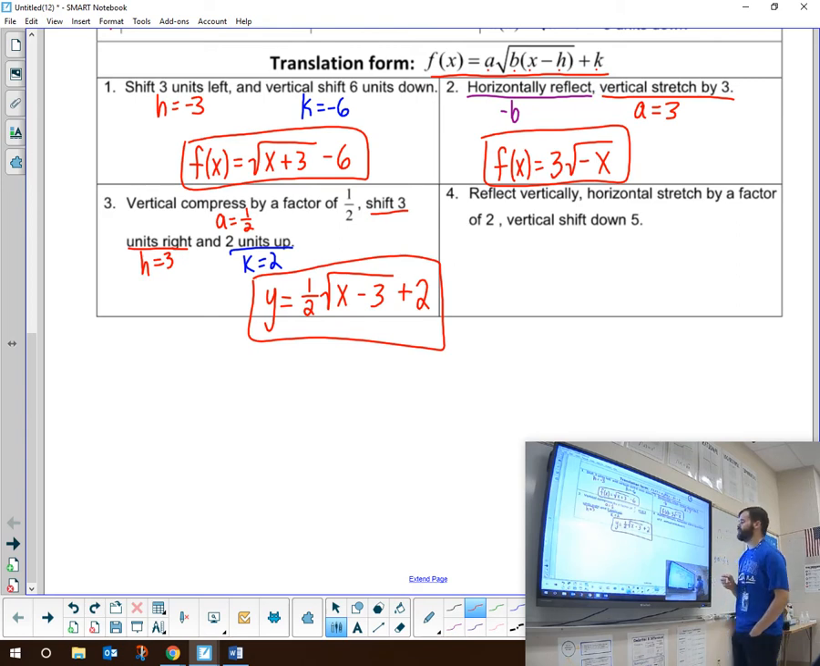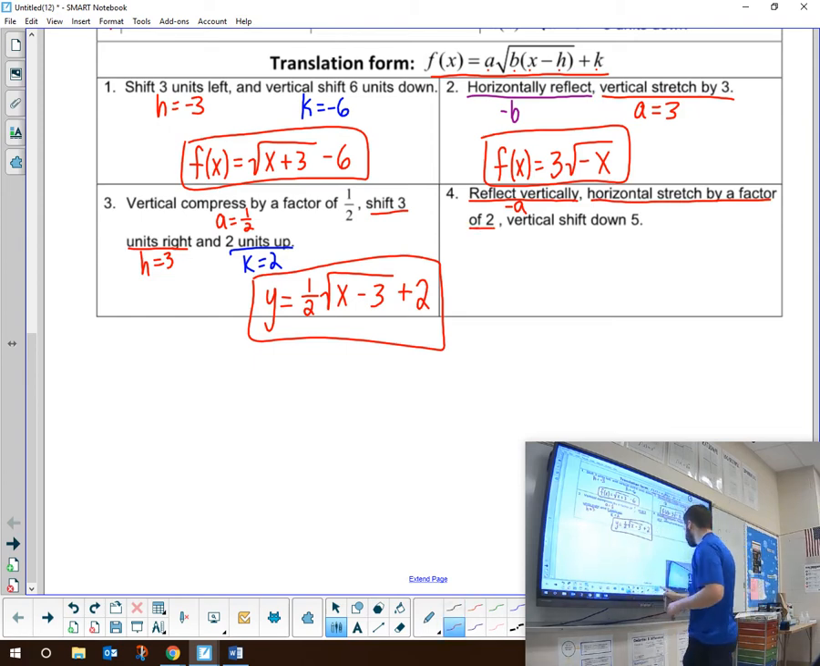In our last transformations problem, we're going to reflect vertically, have a horizontal stretch by a factor of 2, and have a vertical shift down 5. So reflect vertically. If I reflect vertically, that means we're going to have a negative A. If I have a horizontal stretch by a factor of 2. Now remember, my B is backwards. And so if I have a horizontal stretch by a factor of 2, we're actually going to have a 1/2 for B. Okay?